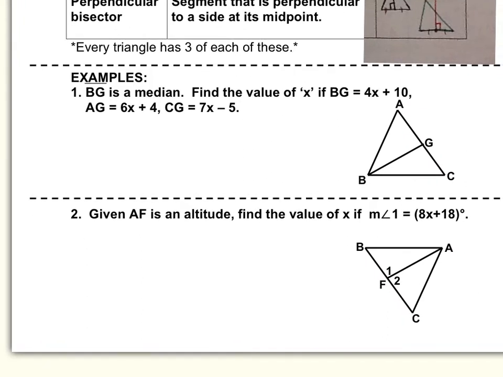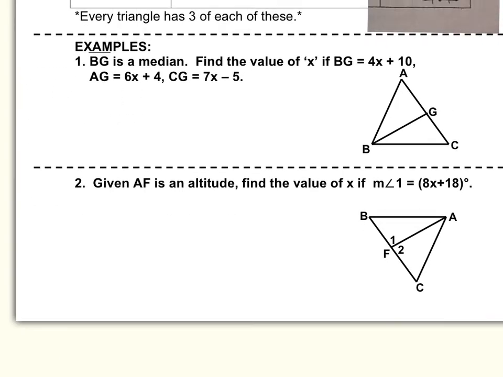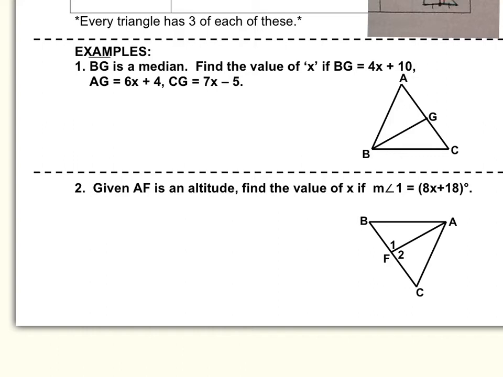If I have a median, if I go back up here, a median cuts the side in half. So what that's going to mean for this triangle here is that G is my midpoint. And if G is my midpoint, that means that these two segments, AG and GC, let me just rewrite that. AG is going to be congruent to GC.